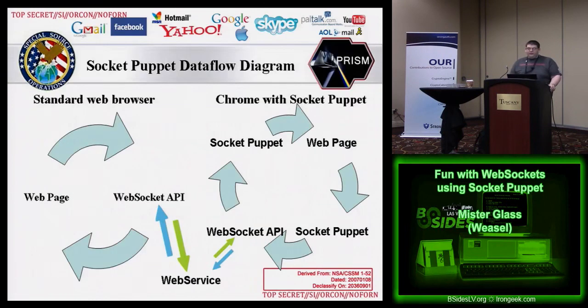We'll get to that. So this is a diagram that kind of explains how it works. Your typical web browser on the left is the web page, which talks to the WebSocket API, which goes and talks to the service. And then if you have SocketPuppet, this is just dead simple. The web page talks to SocketPuppet instead of the WebSocket API, and you can do everything there. And then you go over to the WebSocket API, which actually sends it. So I'm still using Chrome's WebSocket API, I just sit in the middle.